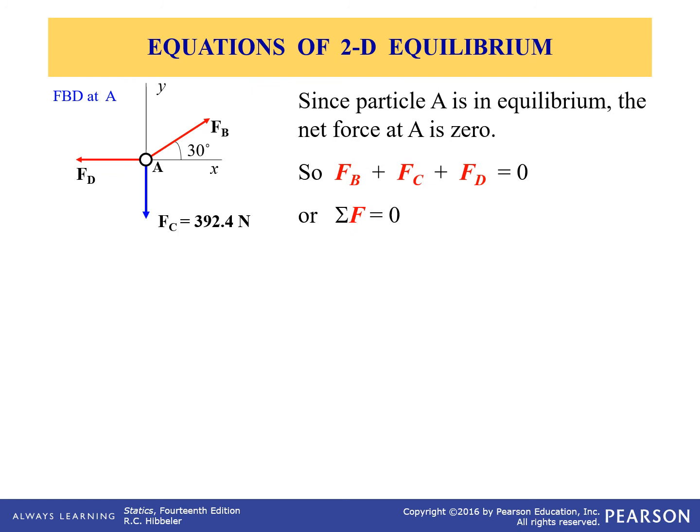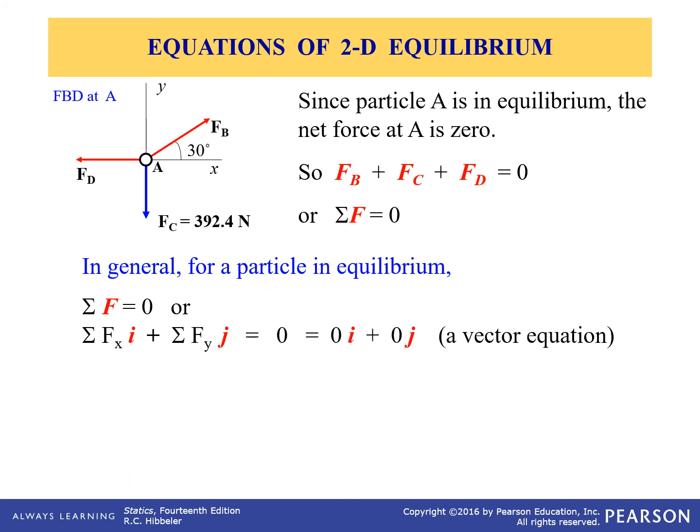Essentially what they're saying is we know this thing is in equilibrium, or we're going to assume it's in equilibrium. So that means that the sum of the forces FB, FC, and FD is equal to 0 for this thing to be in equilibrium. For that to be true, the forces in the X direction would have to be equal to 0, and the forces in the Y direction would have to be equal to 0. Those are our equations of equilibrium.